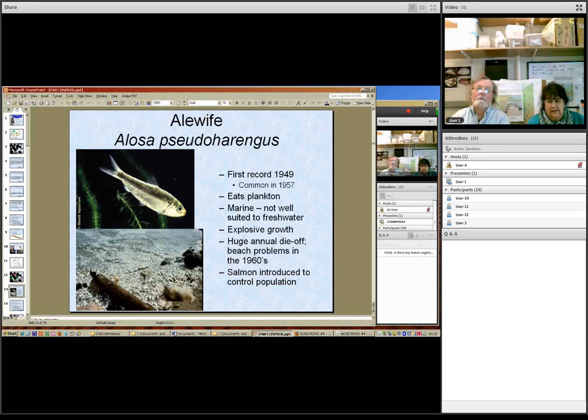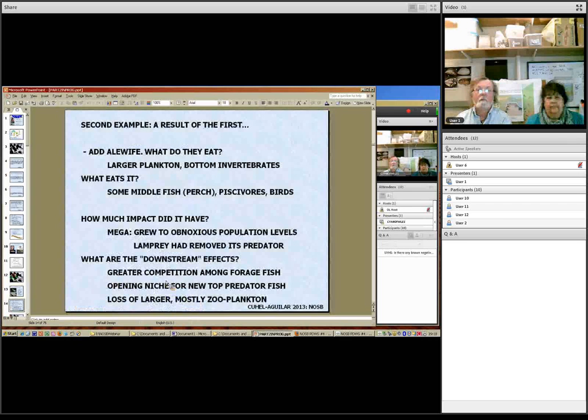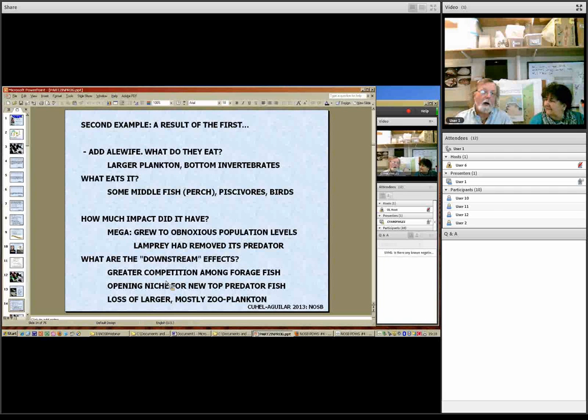So then what did they decide? They decided that we're going to introduce salmon to then control the alewife population. And one of the things that's really interesting is that both the lamprey and the alewife swam up the rivers and through the lakes by themselves. Nobody brought them in. They just migrated as soon as the barrier at Niagara was removed. So here we're adding alewife. Why? Because the lake trout is gone.